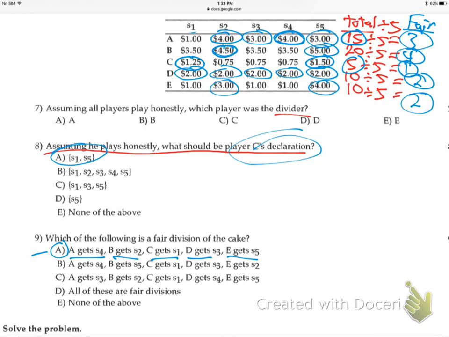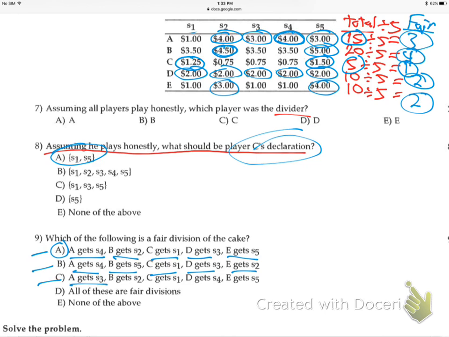A's fair. Are none of the others? Let's try B. Maybe they're all fair. A gets S4. Yeah. B gets S5. Yeah. C gets S1. Yeah. D gets S3. Yeah. E gets S2. Yeah. Oh, I've got 2 of them that are already fair, so they must all be fair. Does that make sense? You can try the third one if you want to be sure.